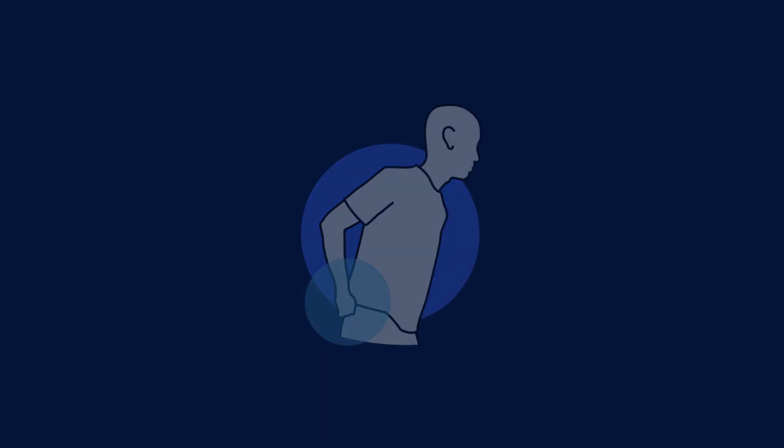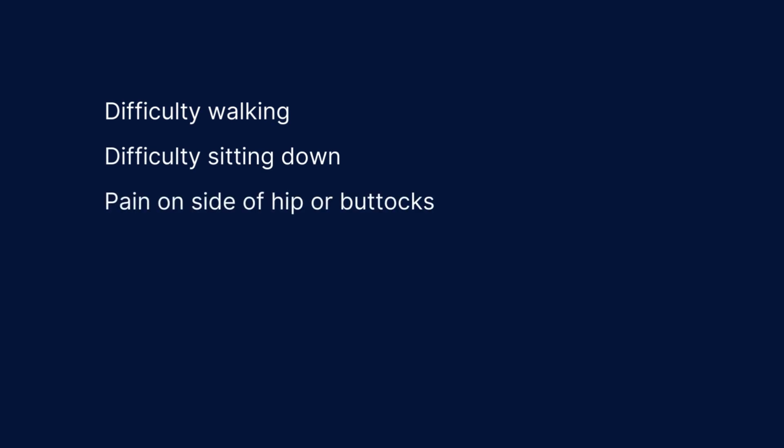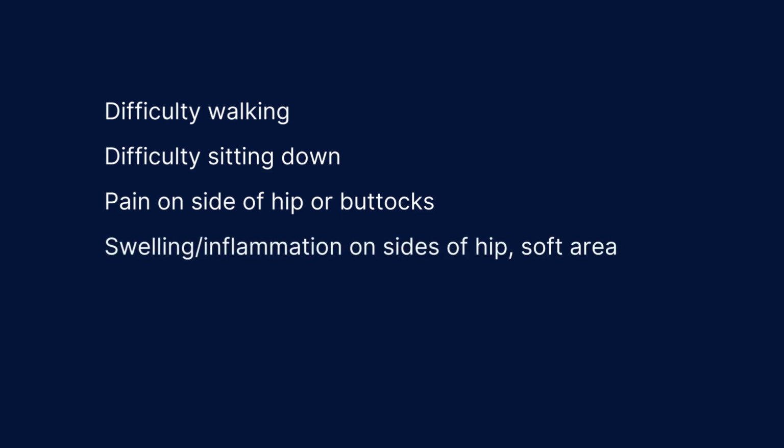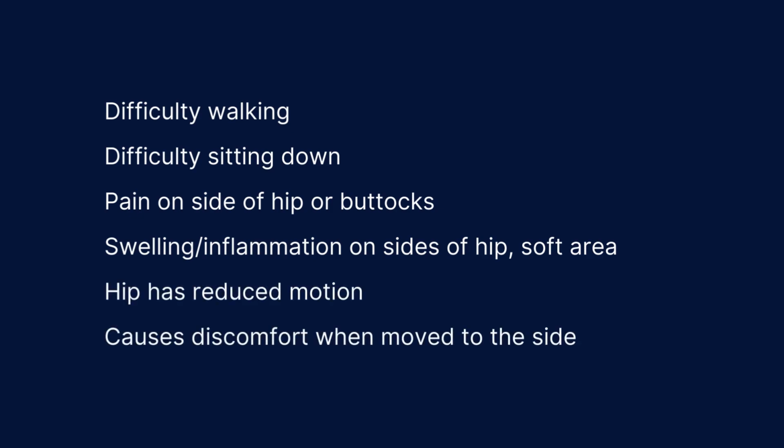However, signs of a Gluteus Medius injury include the following. The patient has difficulty walking because of limping. The patient has difficulty sitting down. There is pain on the side of the hip or the buttocks area. There is swelling or inflammation on the sides of the hip and the affected area is soft. The hip has a reduced range of motion, and it hurts or causes discomfort when moved to the side.